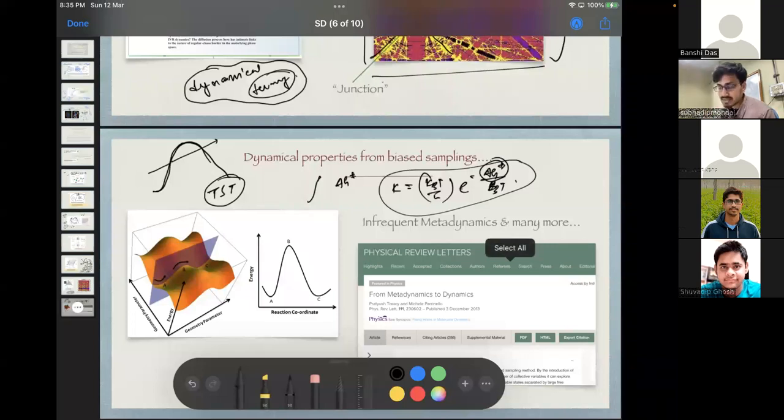From my experience right now, I am seeing these things, because many experimental papers are reporting some nonsense rate constants using TST. There are many different methods to calculate accurate rate constants from bias sampling. Infrequent metadynamics is very famous, which can compute rates from metadynamics to dynamics. Then there is transition path sampling. Also many more methods are there, which are very popular.